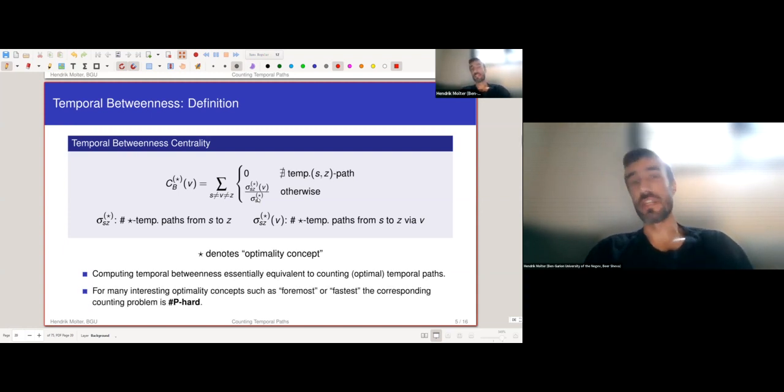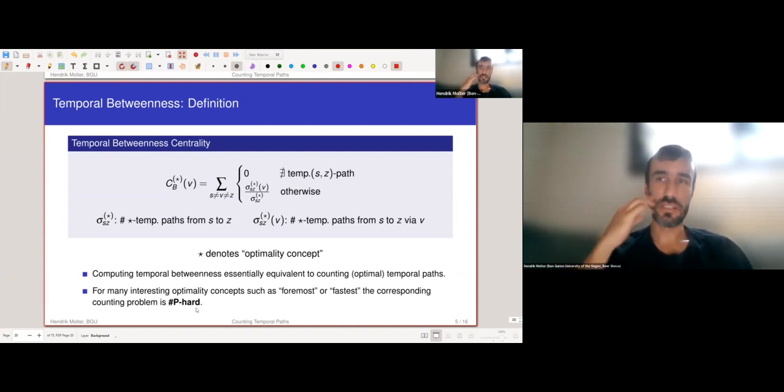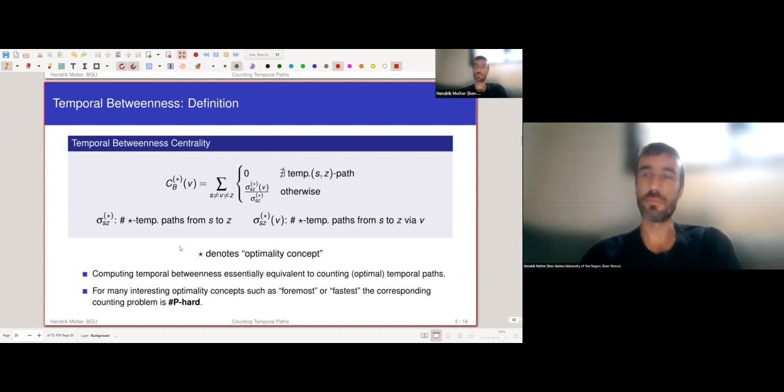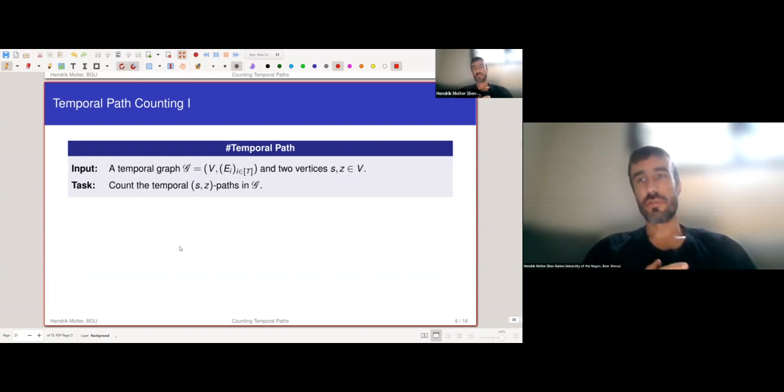And for many interesting optimality concepts, such as the foremost or the fastest, which I talked about earlier, it's already known that computing this value is #P-hard, and #P-hard, or number-P-hard, you can think of as the analog of NP-hard for counting problems. So we don't believe that we can compute these numbers in polynomial time. So this leads us naturally to the question, how can we count temporal paths efficiently?